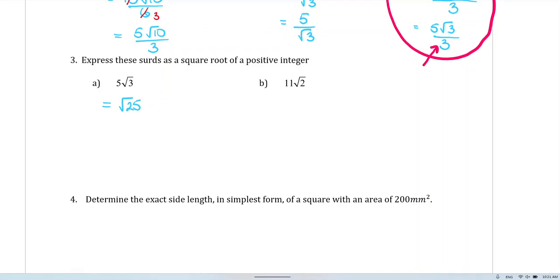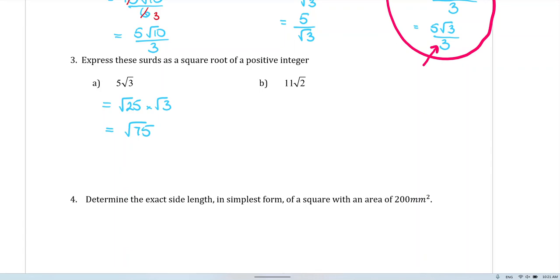That's the surd that I know. That would be the same thing. So square root of 25 times the square root of 3, and then you multiply the numbers underneath those surds. So you go 25 times 3 is square root of 75.